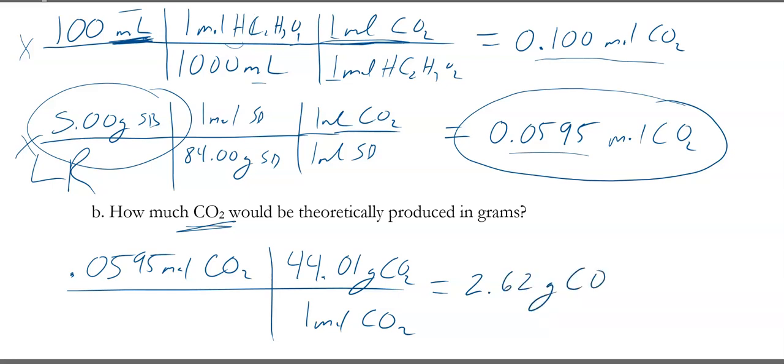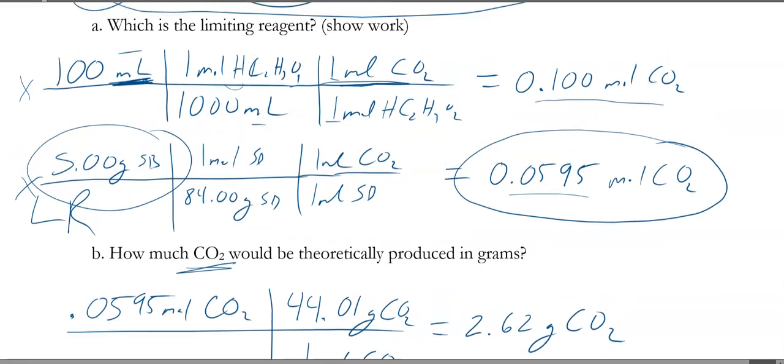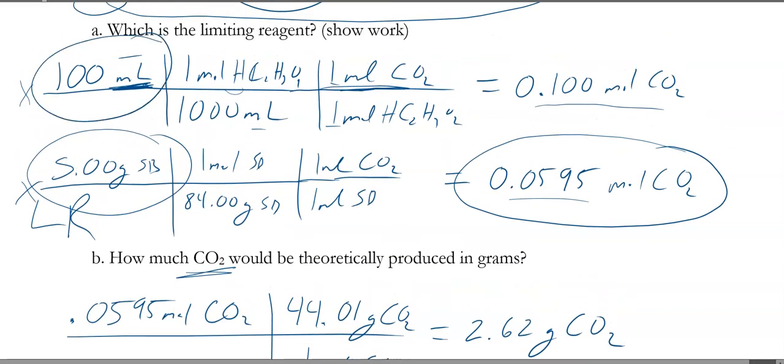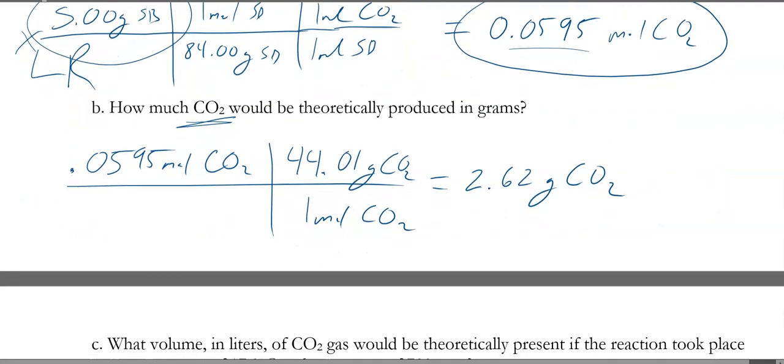When we punch that in, we are going to get 2.62 grams of CO2. Okay, so again, we are really doing stuff that you guys have already done multiple times in previous units. The only new thing is incorporating this, taking a volume and using the molarity to get to moles, so we can use that in the stoichiometry. All right, so that's our answer for B.